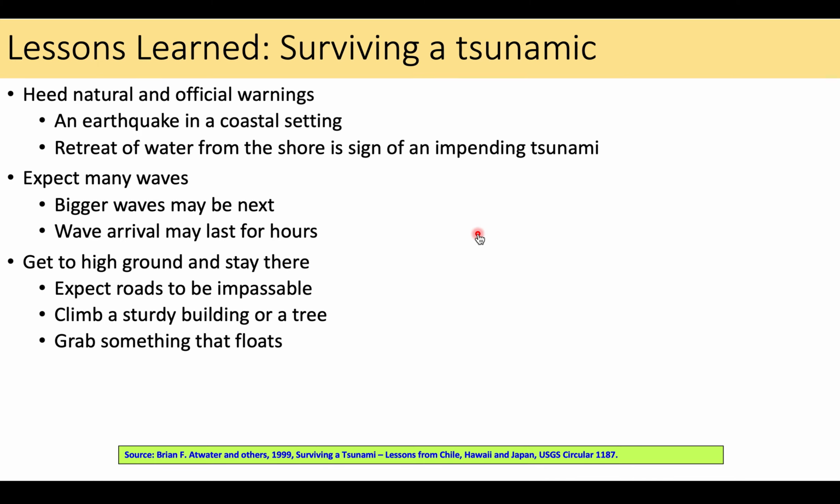Generally, when you have a big displacement of water offshore, the waves are going to retreat. So the water is going to retreat very significantly, very quickly, and way more than it normally would. That is a sign that the water is about to come back and it's about to be a tsunami. Also expect a lot of waves.